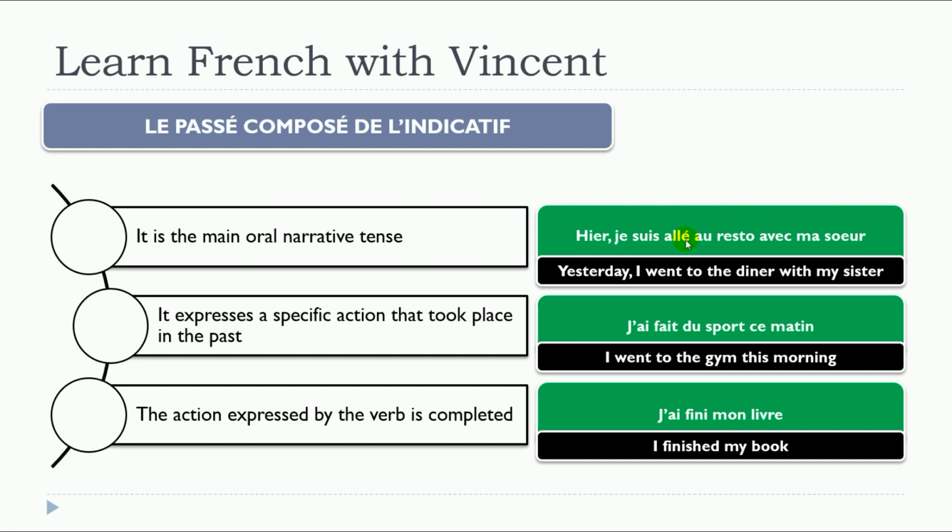So remember, the difficulty of the passé composé is that it is a compound tense. Je suis allé. J'ai fait, in that case, it's the verb faire. J'ai fini, it's the verb finir. So, hier, je suis allé au resto avec ma sœur. This is the concept of oral narrative tense. J'ai fait du sport ce matin. It's an action that took place in the past. J'ai fini mon livre. The action is completed because now you don't read it anymore.